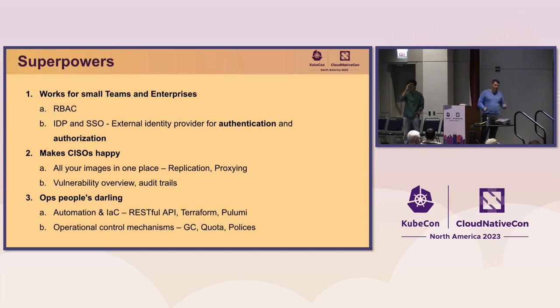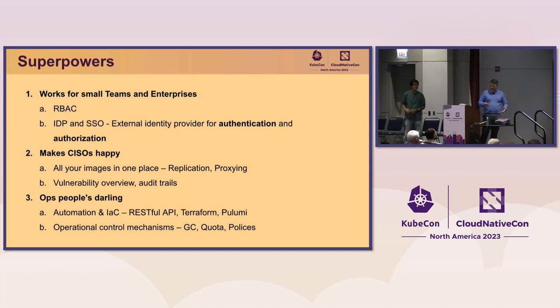Then the second superpower of Harbor is that Harbor makes CISOs happy. How does it make CISOs happy? Typically, people use Harbor as a central registry. They aggregate all the images in one registry. This makes CISOs happy because everything is in one place. It is transparent. You know which images are used in your organization. You have replication and proxying, so you can ingest other registries, and you have an overview of vulnerabilities. You can also hook other scanning tools and security tools into Harbor, so that you can do things which we don't provide out of the box. You can hook them in quite easily.